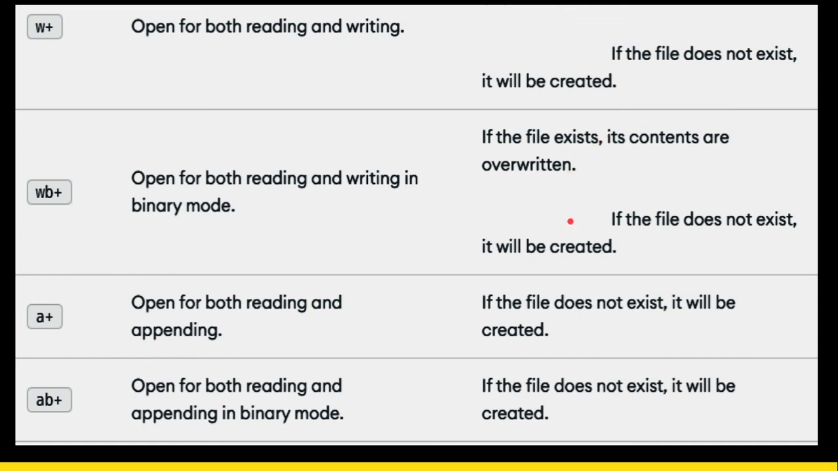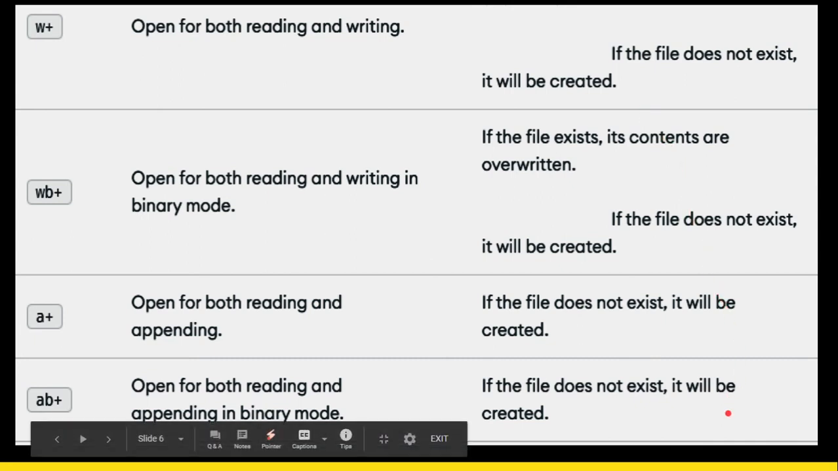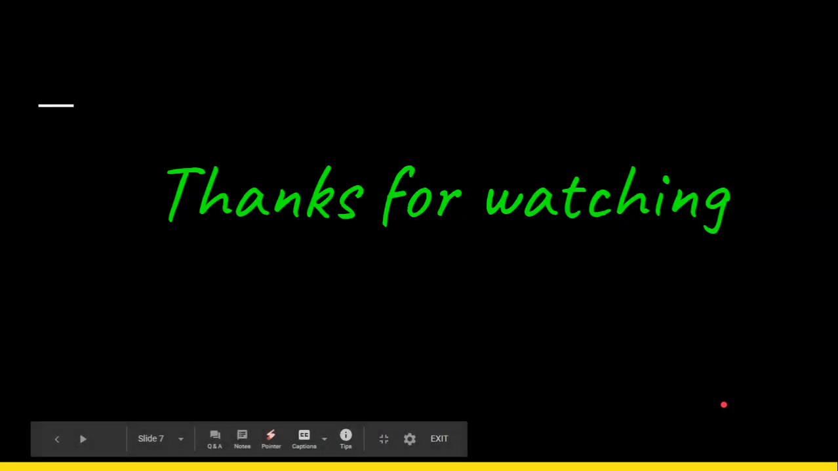Okay, if it already exists, what happens? The write command overwrites the old content, and the append command just adds the new content. So basically there are three things: reading, writing and appending. Based on whether it is a text file or binary file, the mode, and whether the file exists or not, the command will create a new file or write in the existing file.